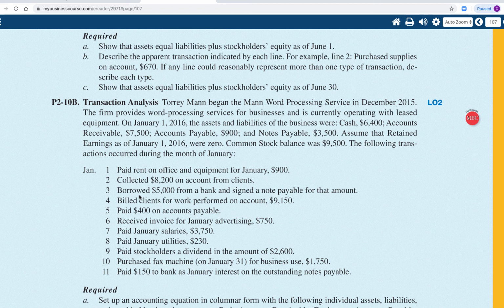Okay, so what are we doing? Well, we're getting cash, right? Cash is an asset. Since we're getting cash, that means an asset is increasing, okay? We are signing a note payable, right? Notes payable are a liability, okay? So we're saying, give us cash now.